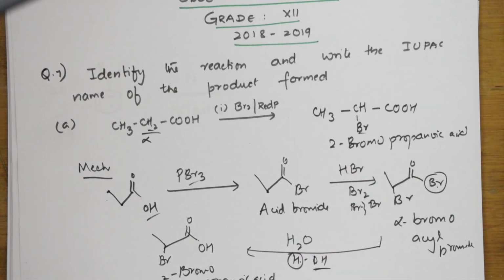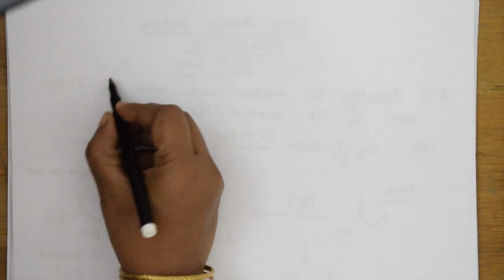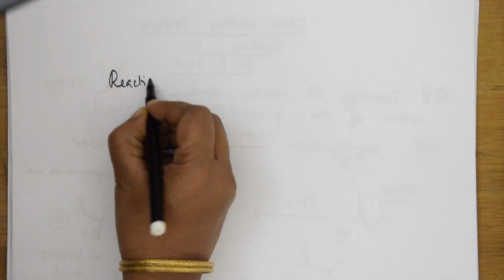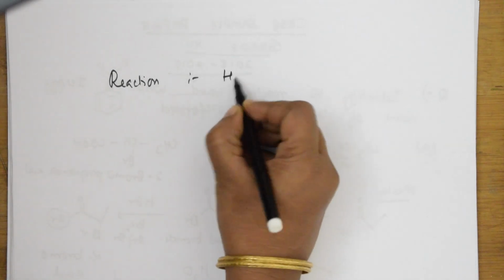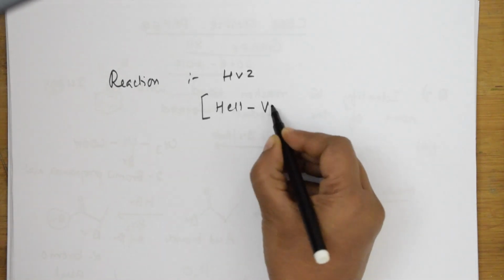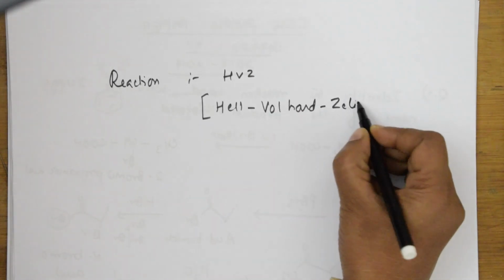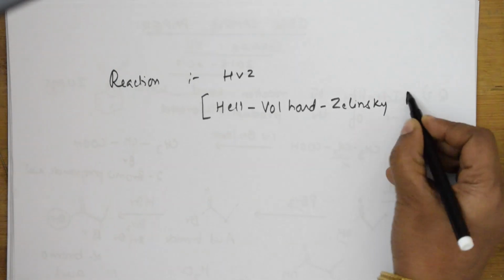So this is the HVZ reaction. Important thing, whenever such a question is given to you, you directly write the name of the reaction. You'll just write the name of the reaction. Here the reaction is HVZ reaction. Full form is Hell-Volhard-Zelinsky reaction.